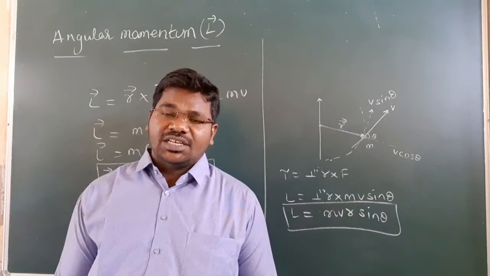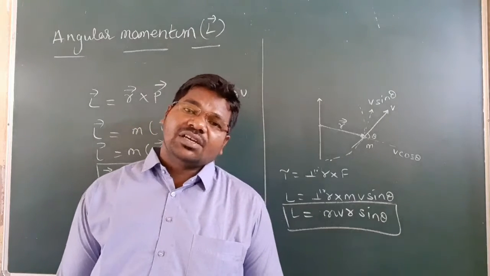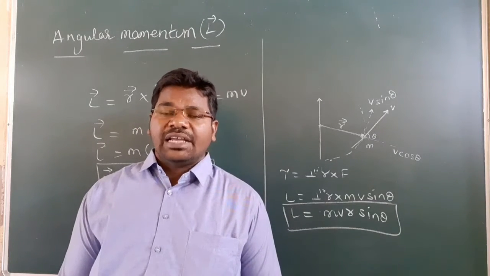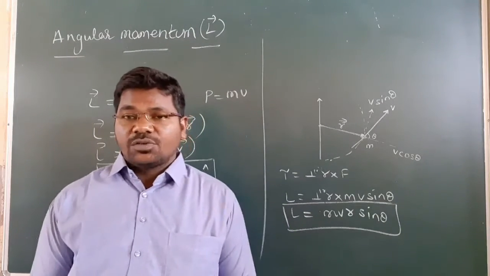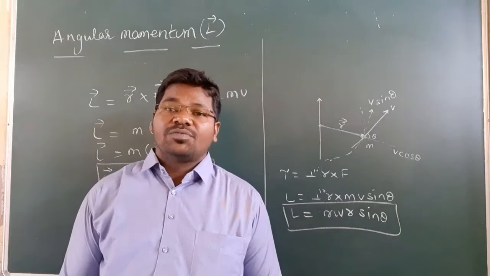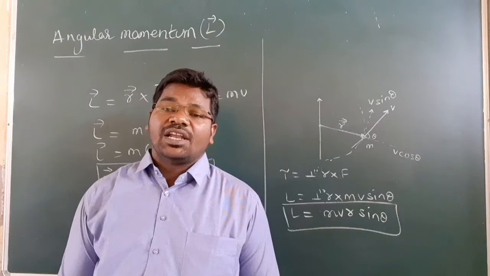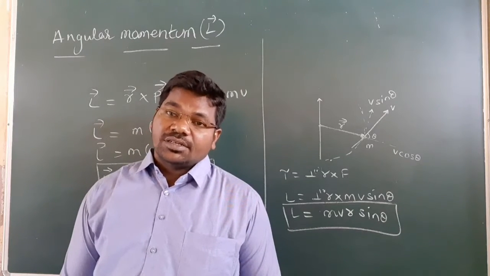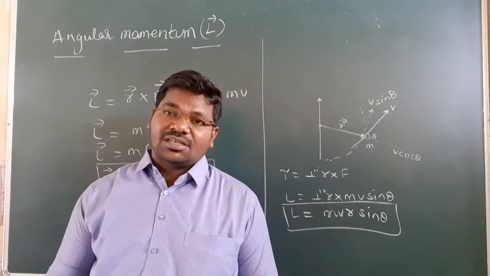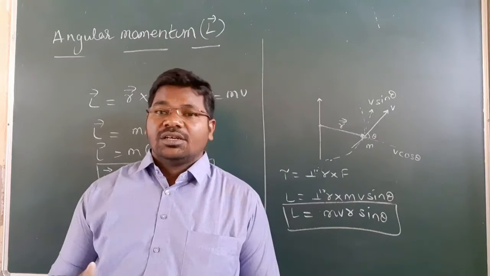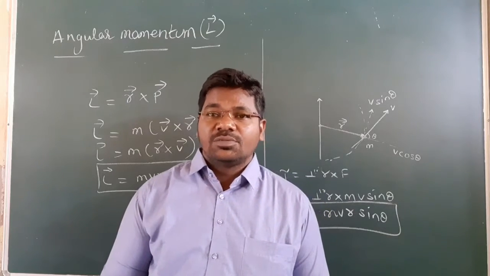It is a vector quantity. We can observe angular momentum in a revolving electron in a nucleus, in a particular orbit. According to Bohr's second postulate, the angular momentum of the revolving electron around the nucleus is equal to nh by 2 pi. That angular momentum is conserved. Based on this topic only, in chemistry we have one postulate, that is Bohr's.